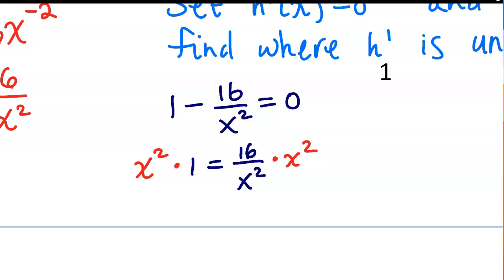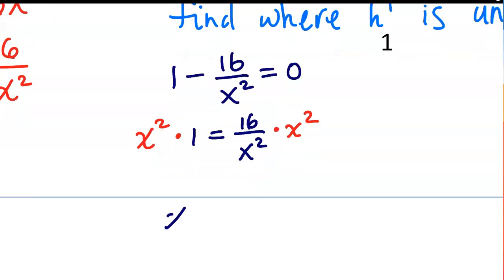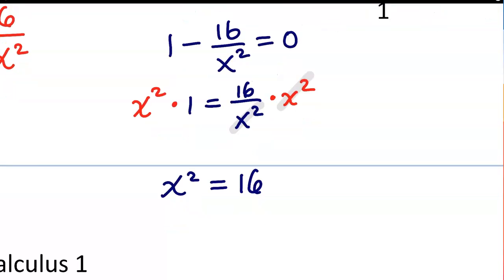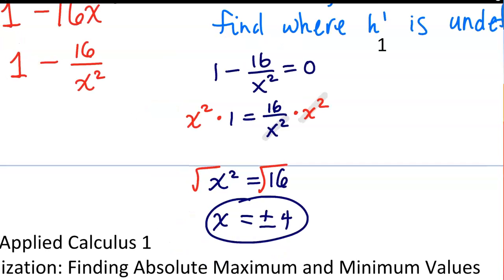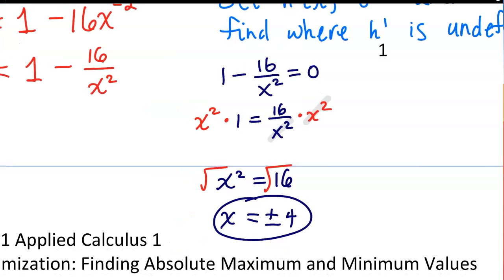If I do that, I will get x squared equals 16. If I take the square root of both sides, x comes out to be plus or minus 4. I'm going to circle this. I have two critical values that I got from setting it equal to 0.